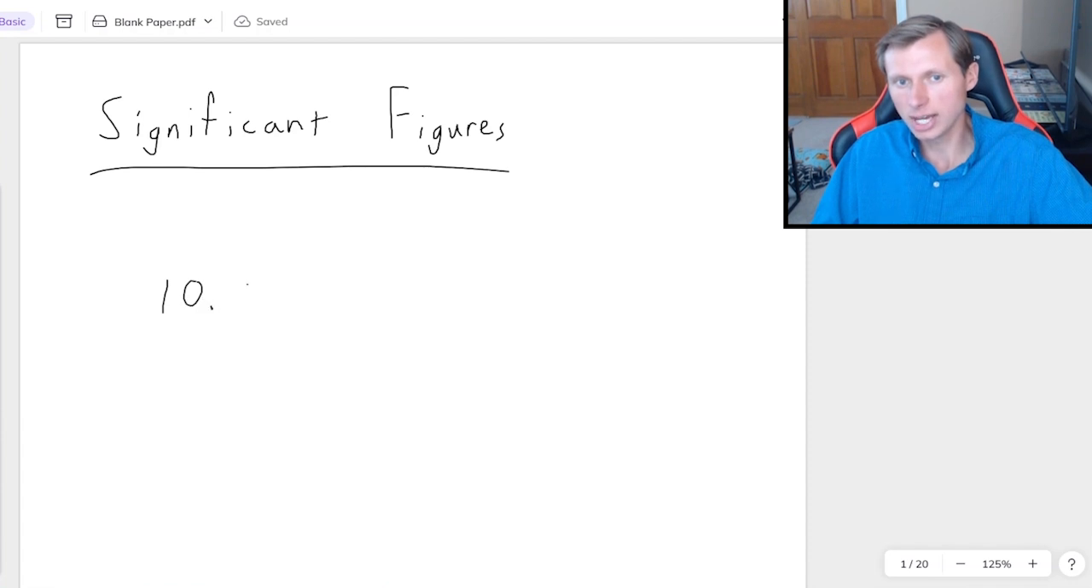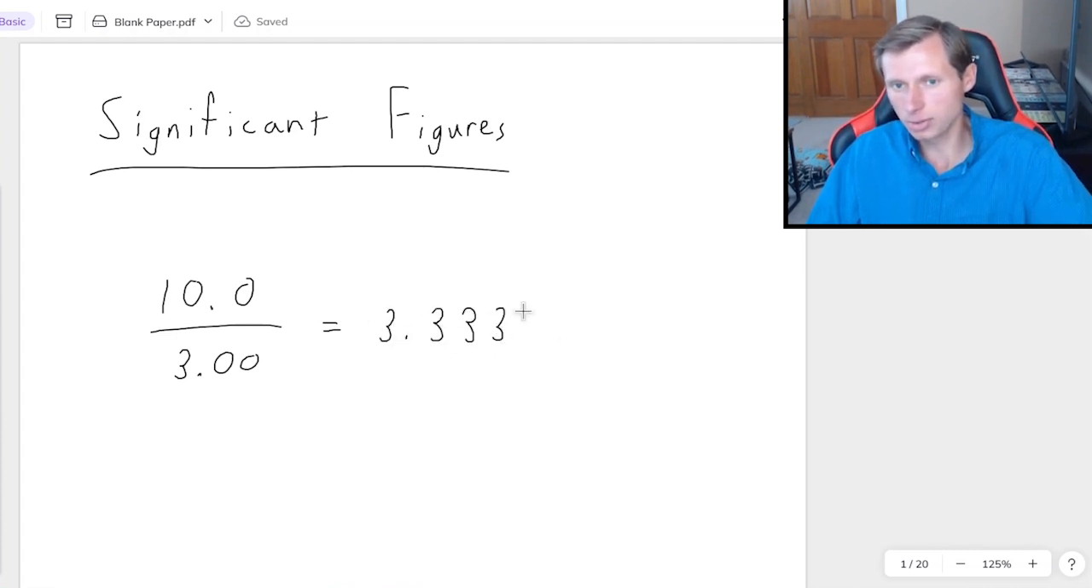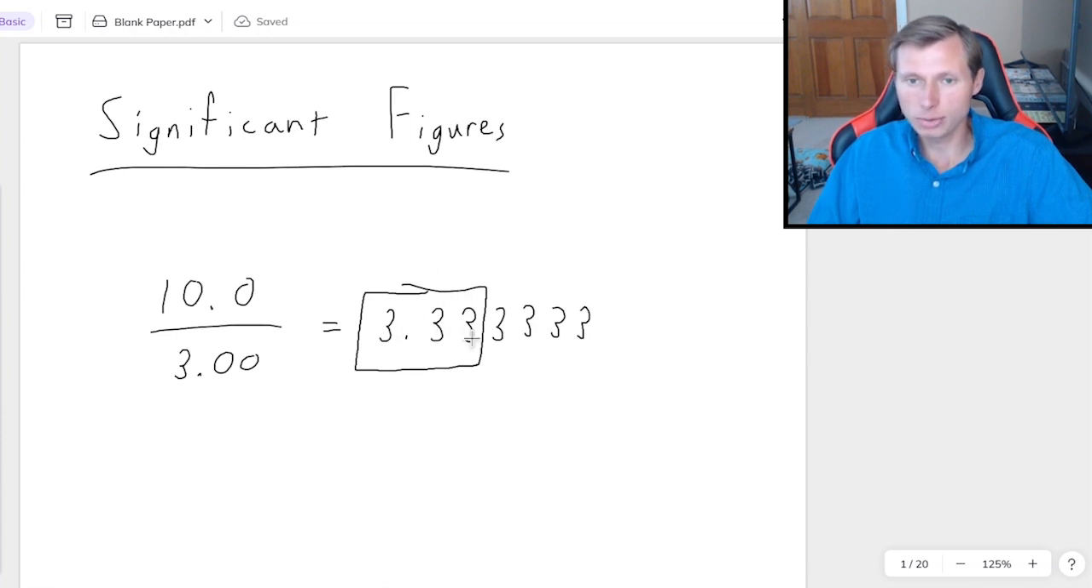Let's say I want to do 10.0 divided by 3.00. You plug that in your calculator and you get 3.3 repeating. So 3, 3, 3, 3. It goes on forever. However, if I'm counting sig figs, I would actually stop at 3.33. It would not be repeating. My final answer is 3.33, and that's it, because this first term has 3 sig figs and the denominator has 3 sig figs, so my answer needs 3 sig figs.